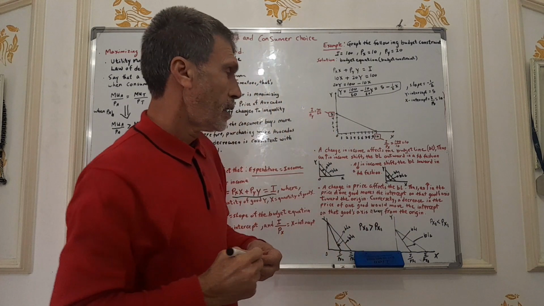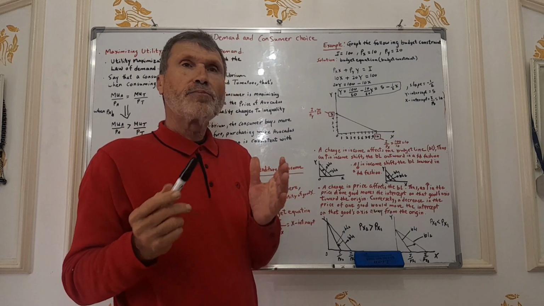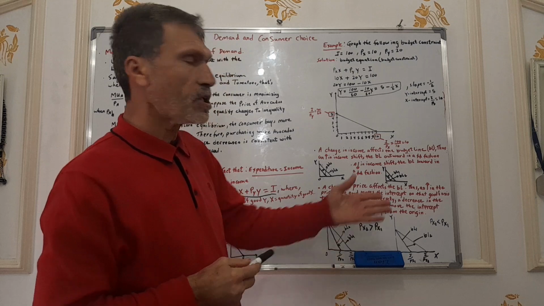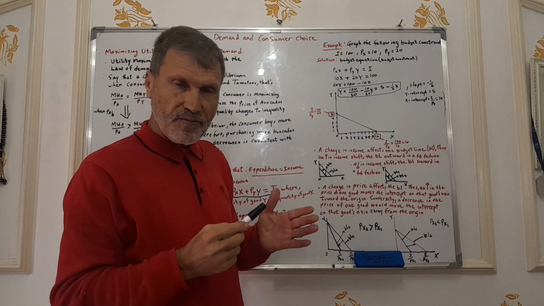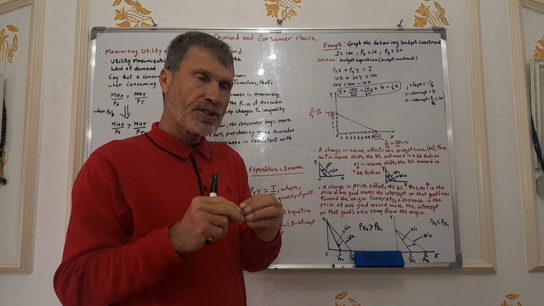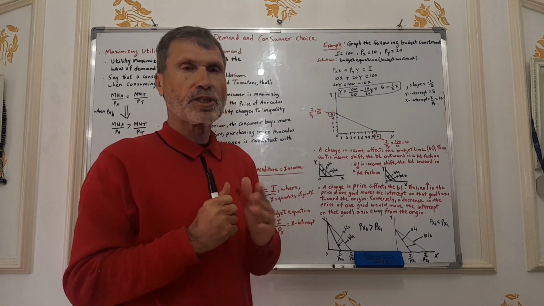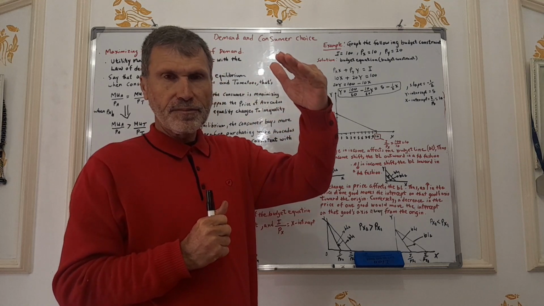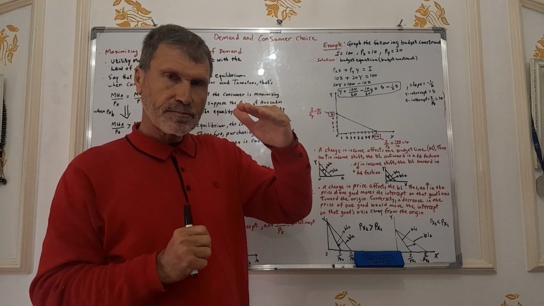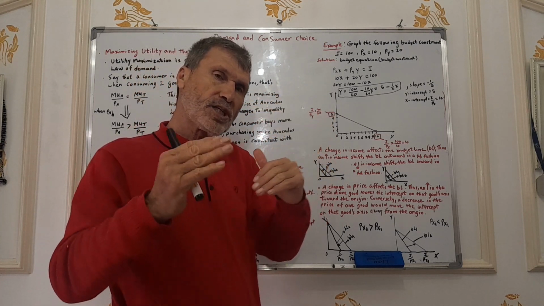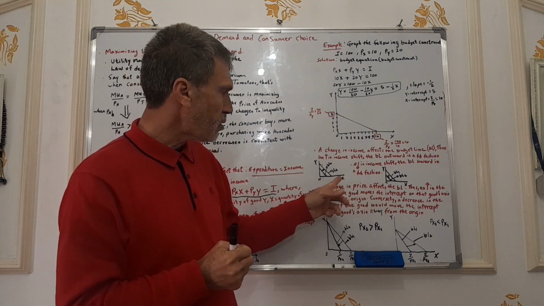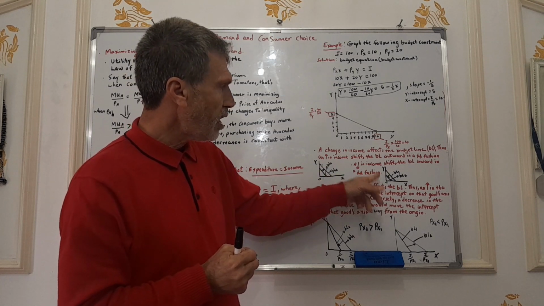Now, also a change in the price of X or Y can, of course, affect the budget line. So now we have already understood that a change in income affects the budget line. An increase in income will shift the budget line outward in a parallel fashion. A decrease in income will shift the budget line inward in a parallel fashion. As you can see in these pictures here, here you have increase and here you have decrease.